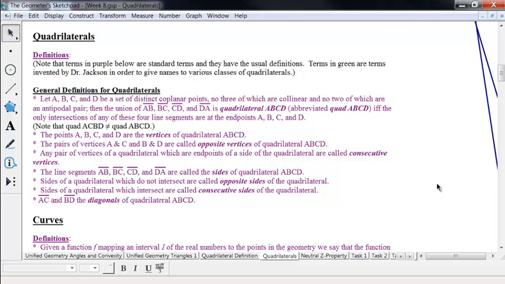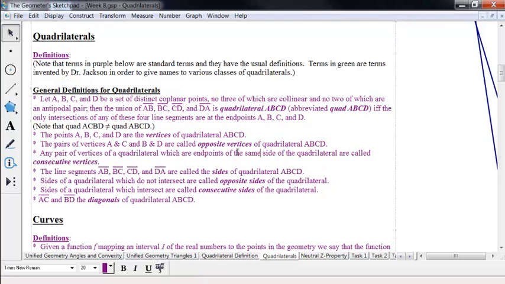In this case, we define the points A, B, C, and D as the vertices of the quadrilateral ABCD. Pairs of vertices, A and C, and B and D, are called opposite vertices. Any pair of vertices which are endpoints of the same side, I should make that clear, of a quadrilateral are called consecutive vertices. So A and B are consecutive, D and A are consecutive, for example.